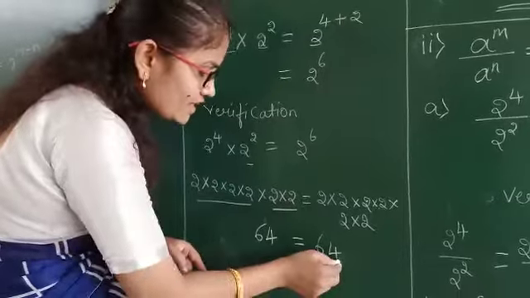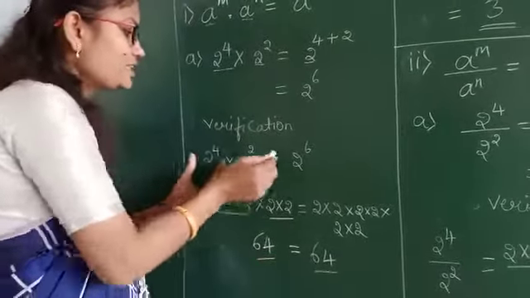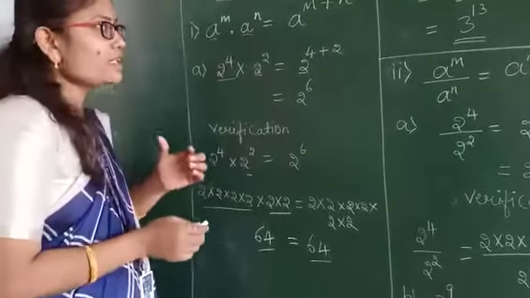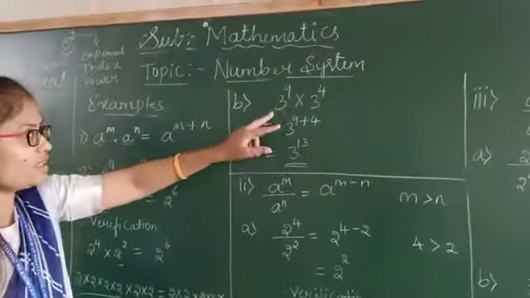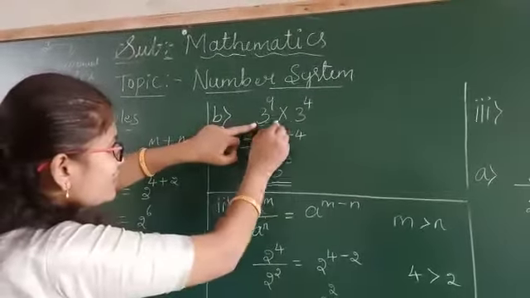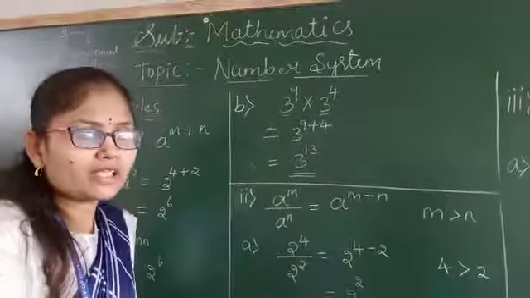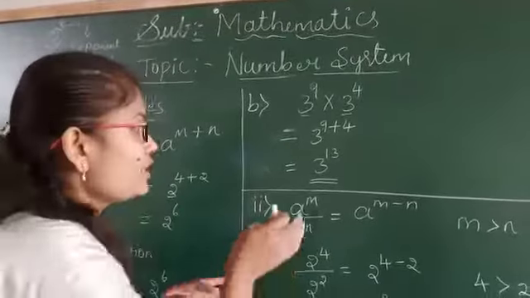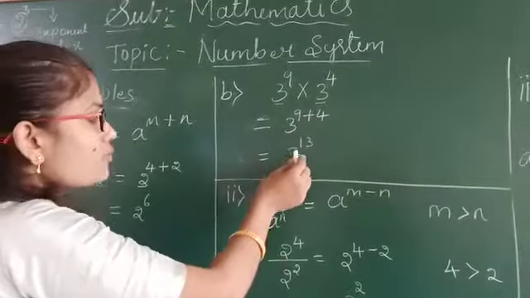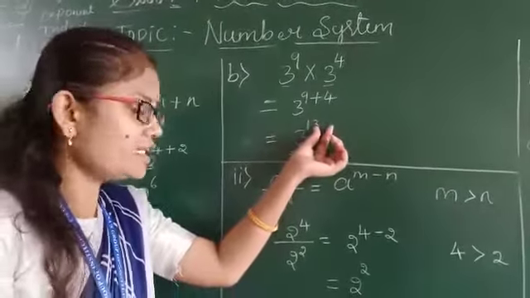You can see that the LHS and RHS are both equal. Then we can say that what we did is correct. It is cross verified. In the same way, in the next problem you can see 3 to the power of 9 into 3 to the power of 4. Here you can observe that the bases are same, exponents are different. We have to multiply the powered numbers, so we have to add the exponents. Then 3 to the power of 9 plus 4 is nothing but 13.